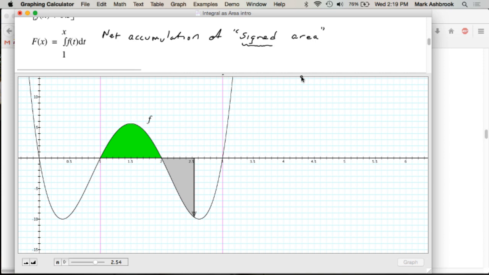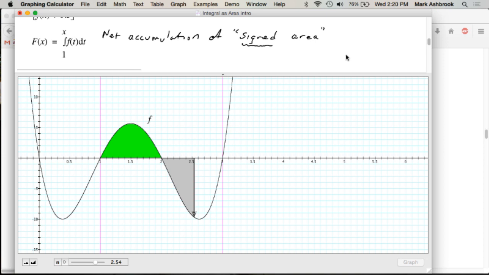Positive when the rate of change is positive. We're going to sweep out a positive signed area when the rate of change is positive, and whenever the rate of change is negative, we know the contribution to that integral will be a decrease. So the signed area will go down, right? The signed area will decrease. Okay?